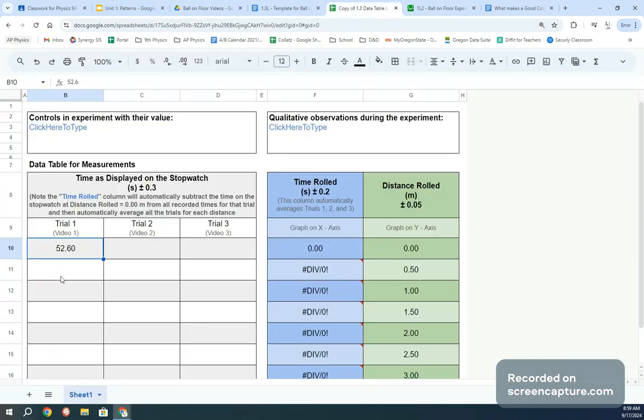So again, in my data table, here's my next one, 52.9. And then I'm going to keep collecting.